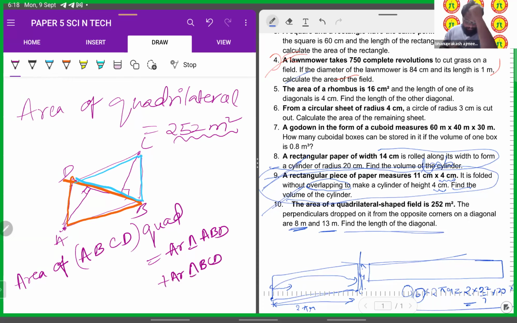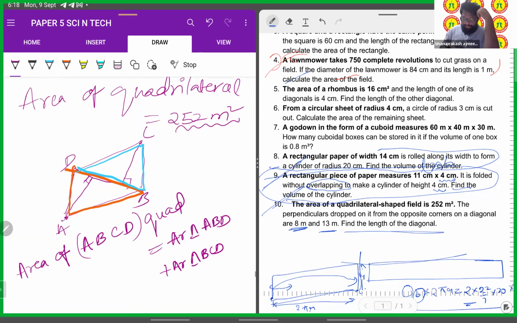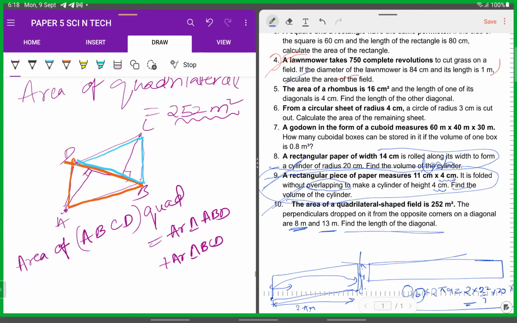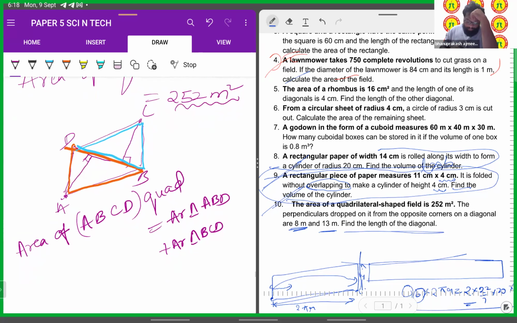Any confusion till now? No, sir. So if you see here, what is the common diagonal between these two triangles? This is the common diagonal, BD. BD is the common diagonal, no? Yes, sir.